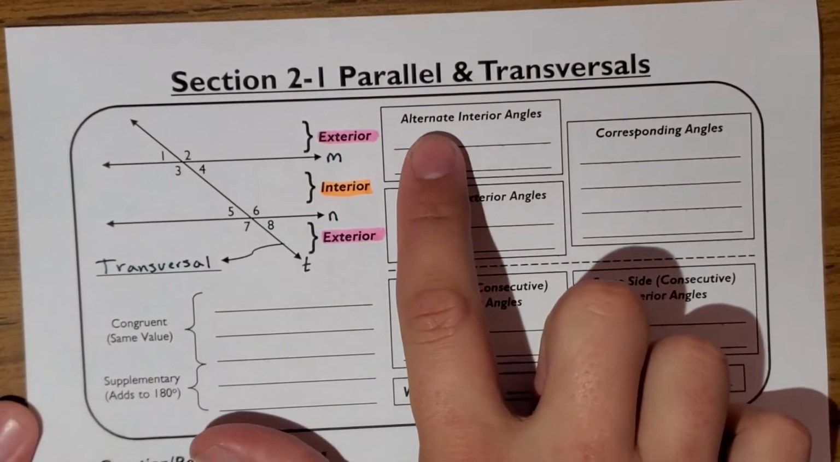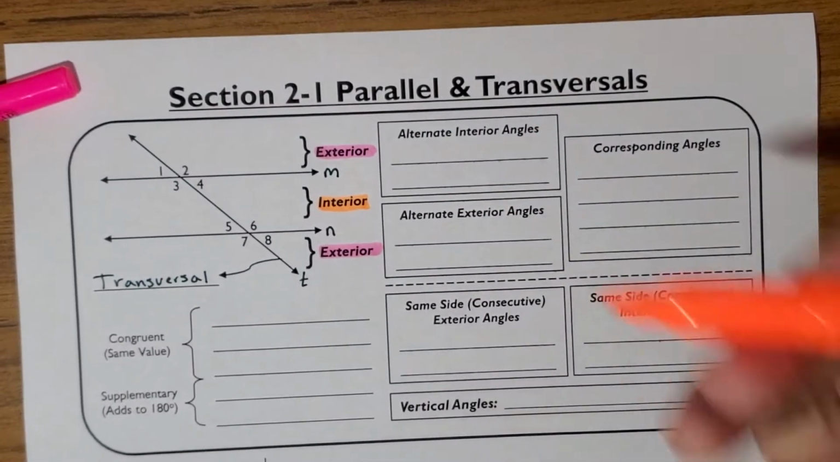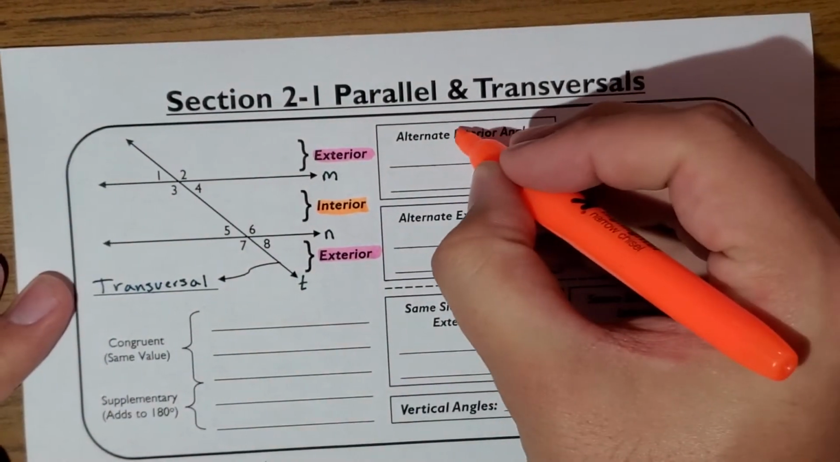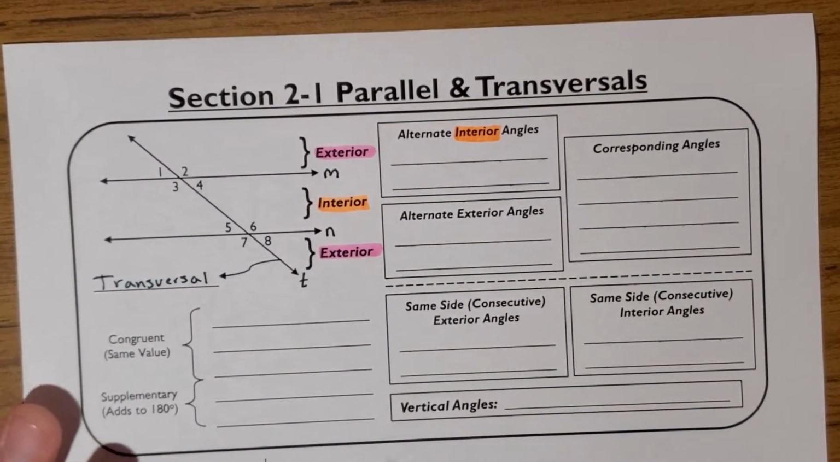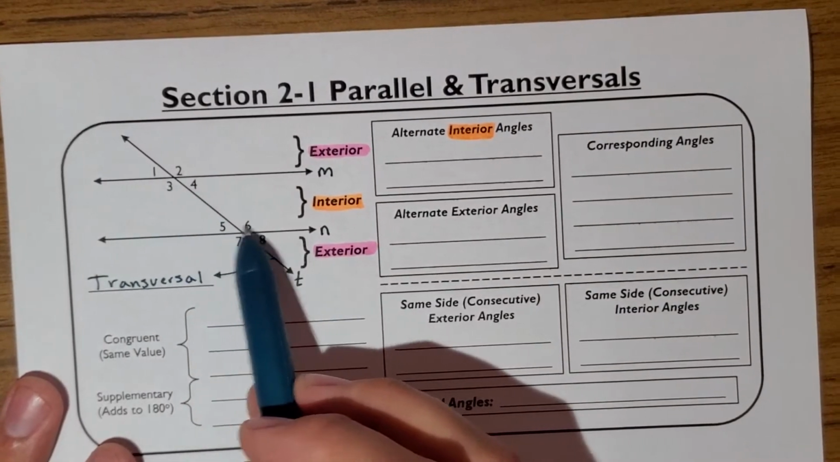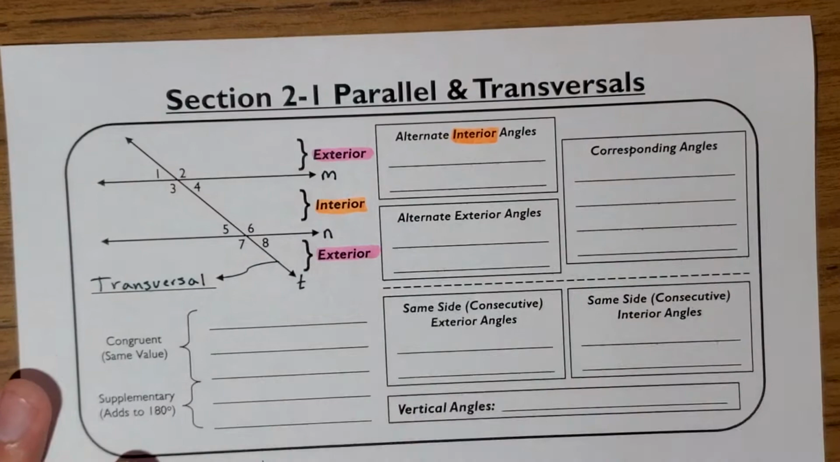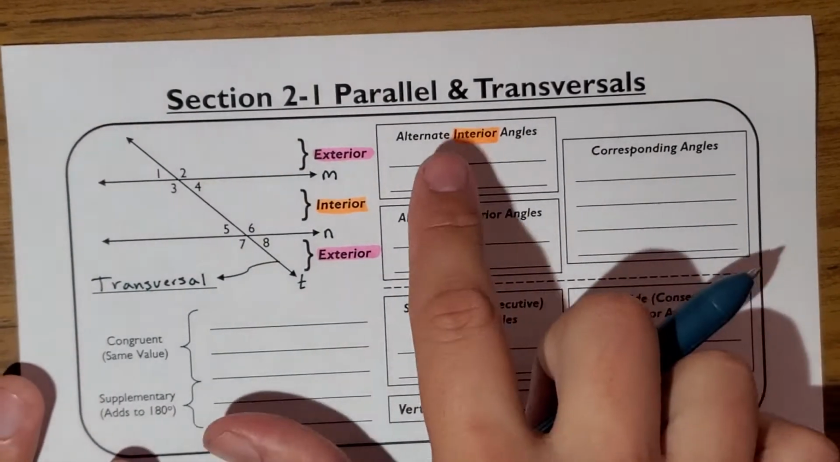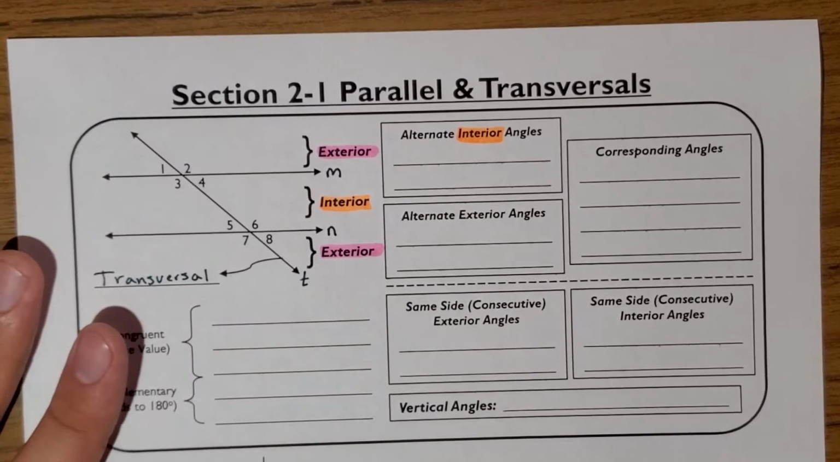The first one says we want to look at alternate interior angles. So I'm going to go ahead and highlight this word interior. That's going to be really important. If you're an interior angle, we just said, that means you have to be angle 3, 4, 5, or 6. Those are the only interior angles, meaning those are the only answers that we should get for alternate interior angles. Those are the only things we should be talking about.